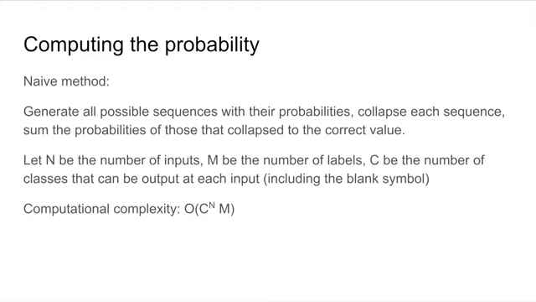Let's try to compute the probability of a given labeling by summing over the probabilities of all the paths that could collapse to that labeling. A naive way to do this is to generate all the possible sequences with their probabilities, then collapse each sequence, and then sum the probabilities of those that collapse to the correct value. Let's put this in numeric terms. Let n be the number of inputs, m the number of labels, and c the size of L prime. This yields a computational complexity on the order of c to the m times m. So obviously this is exponential in complexity and not very ideal.